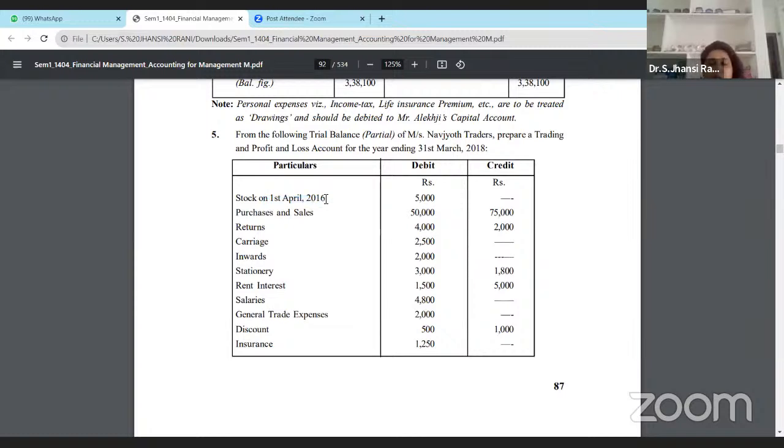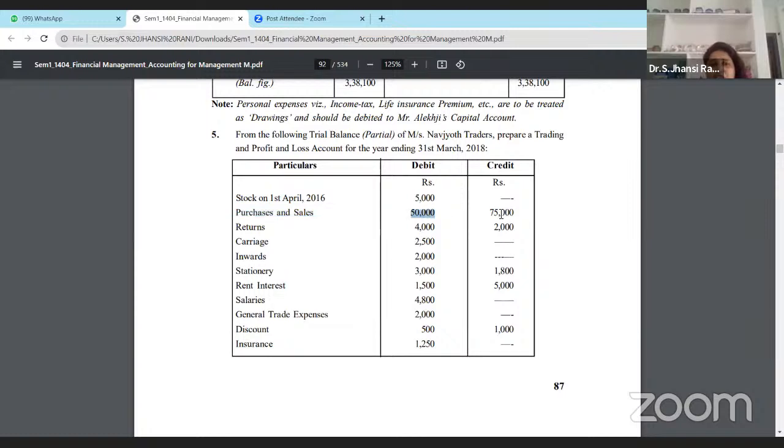So opening stock will be taken in the trading account, on the debit side. That is the first point where the trading account starts. Next, we have purchases and sales. If you look here, both purchases and sales are given in particulars and the amounts are given in the debit column and credit column.